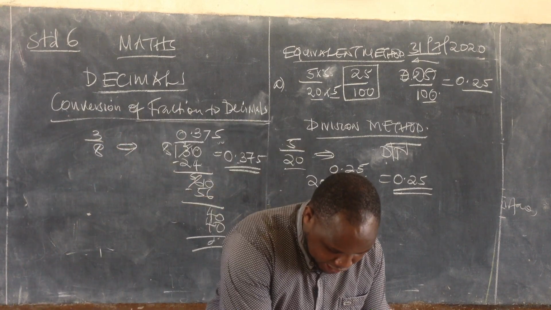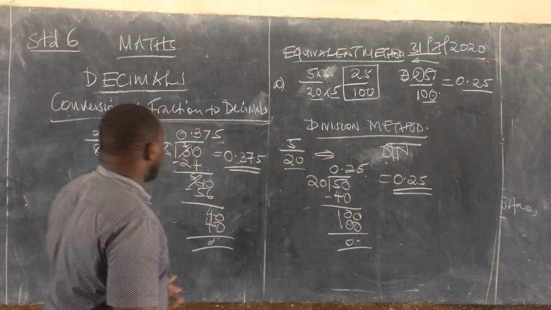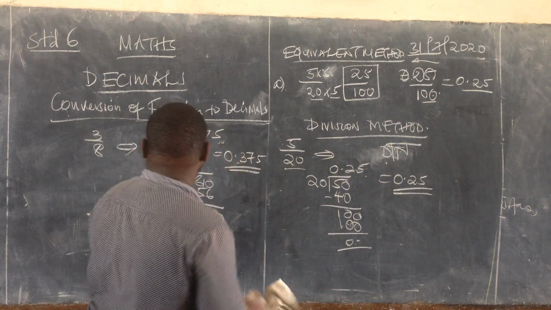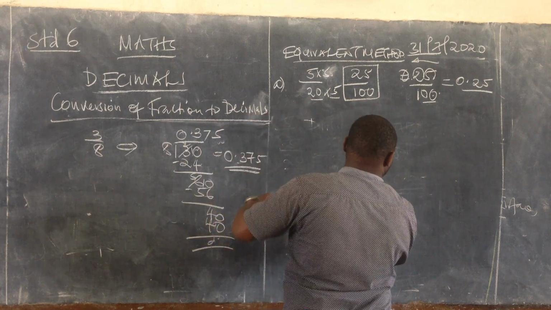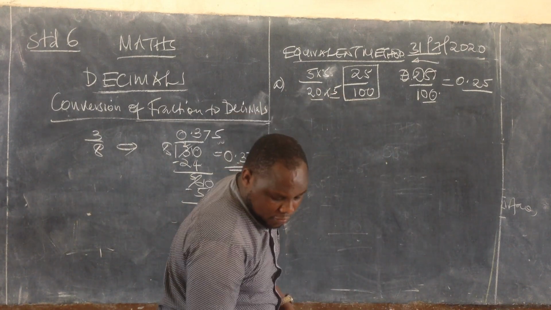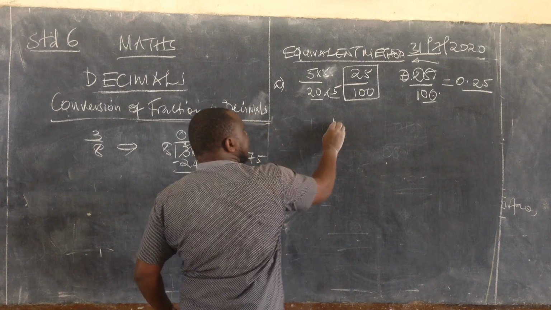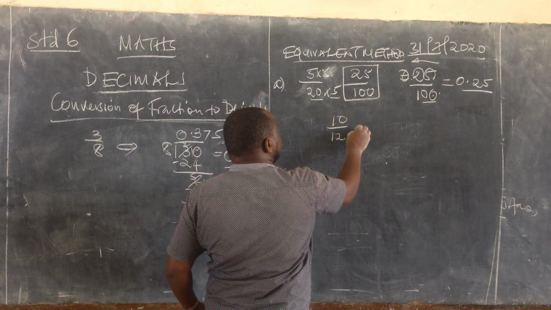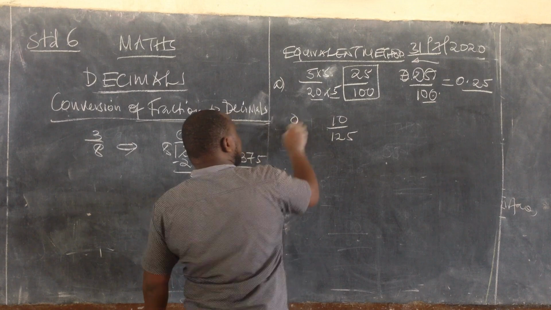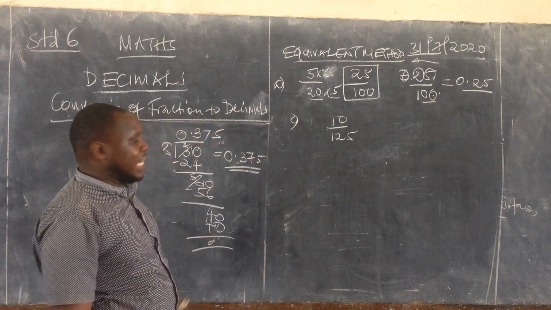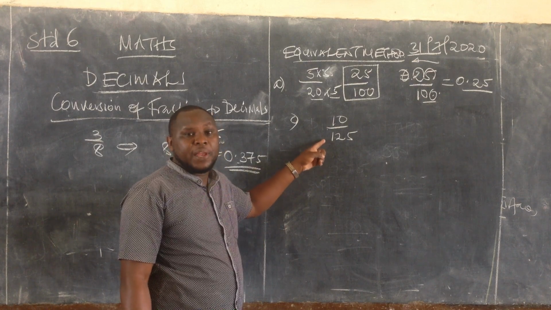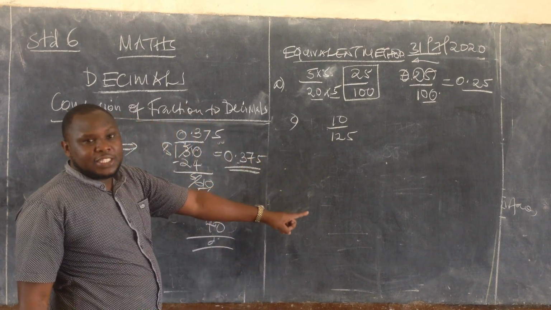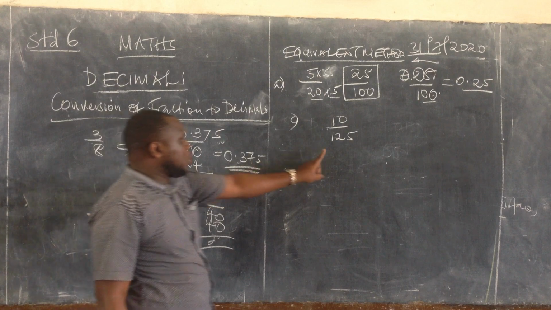I want to give you another one. Convert 10 over 125 as a decimal. Now I want you to look at this very well, because there is something which is going to happen here, which did not happen in our first example and second example, but it's going to happen here.